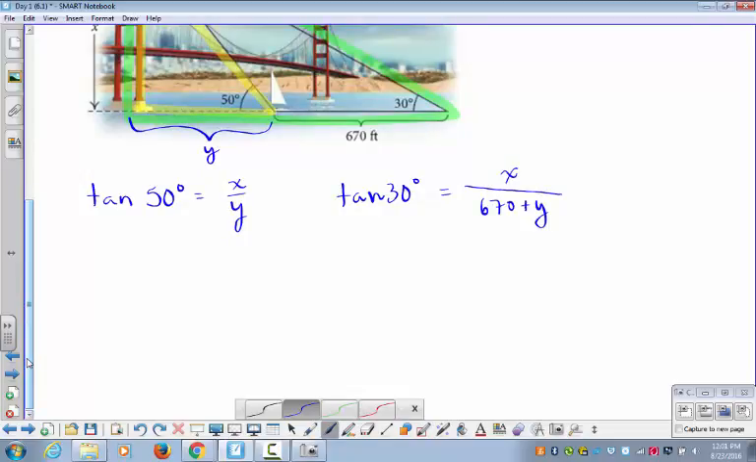First thing I want to do is just get rid of the fractions. Let's just clear out these fractions. So this first equation, I'll write it as x equals y times the tangent of 50 degrees, clearing out the fraction there.